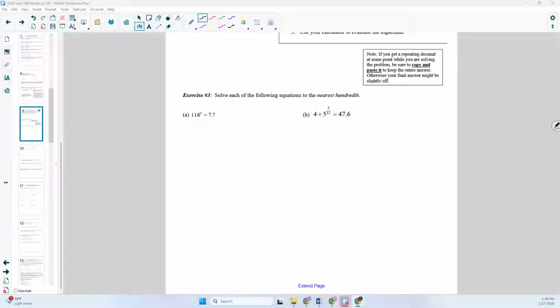So we'll continue solving these equations. We want to think about our reverse order of operations when we need to and remove anything around our base to the exponent equals number before we're ready to go to log form. So on exercise 3a, this is already base to the exponent equals a number. So I'm going to do log base of the number. So this is base, exponent, and number, and this equals the exponent.